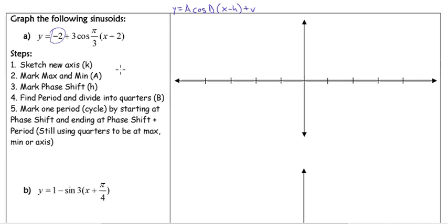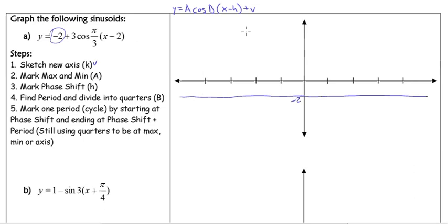Your new axis is really what your K value is. So if it's been raised, if it's been lowered, for us it's a -2. So we're going to go down 2. Here's our new axis. I'm going to make that line as straight as I can, our new midline, our new axis, and label that. That's at -2.